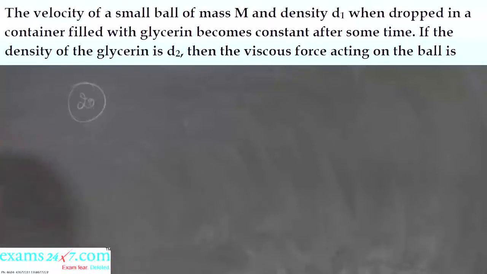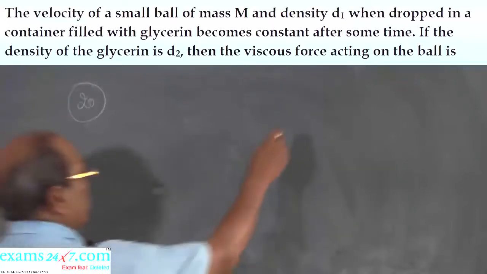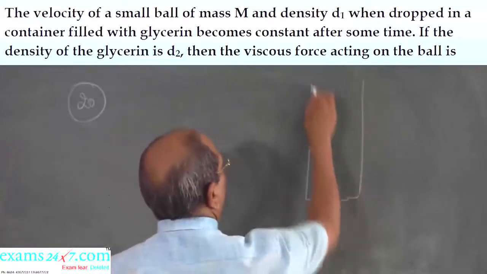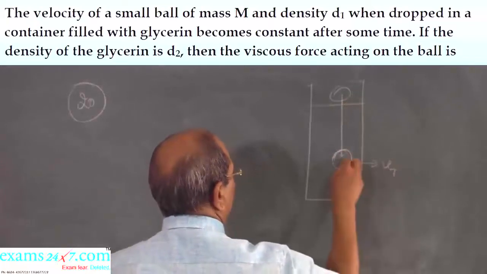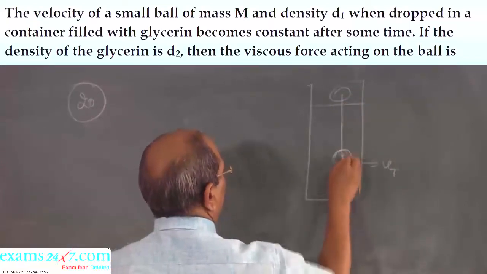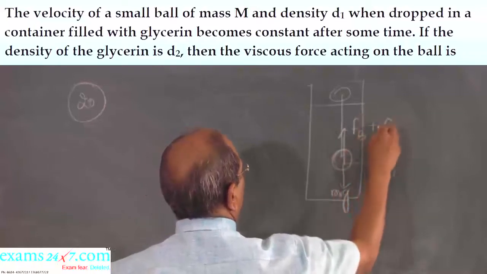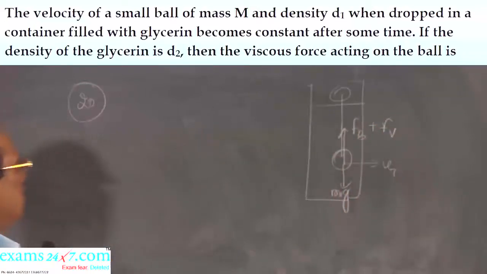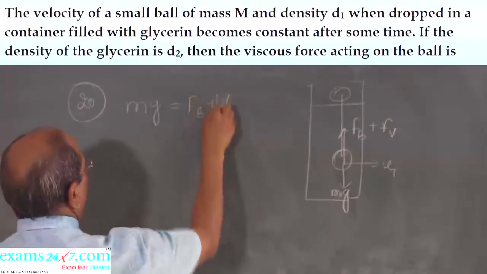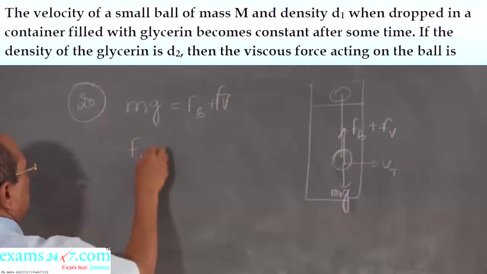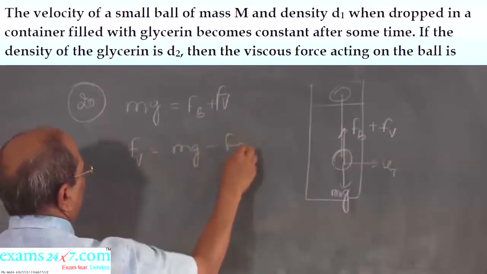The velocity of a small ball of mass m and density d1, when dropped in a container filled with glycerin, becomes constant after some time. If the density of the glycerin is d2, then the viscous force acting on the ball is? Whenever we take a liquid and a ball is made to fall, it attains terminal velocity when mg becomes equal to force of buoyancy plus viscous force. Mg is equal to force of buoyancy plus force of viscous. Viscous force is equal to mg minus force of buoyancy.